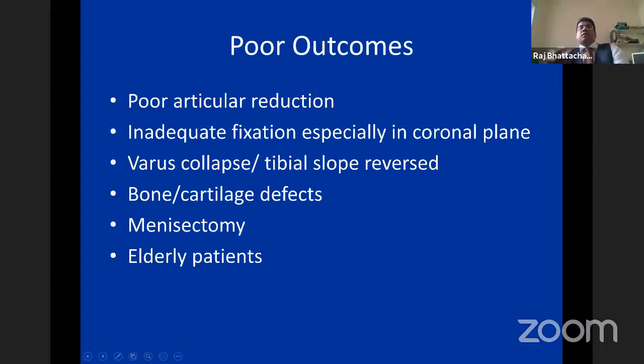So just to finish off, the main reasons for poor outcomes in tibial fractures are poor articular reduction and inadequate fixation with varus collapse. And of course, the others are self-evident.